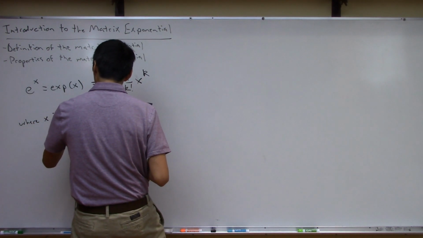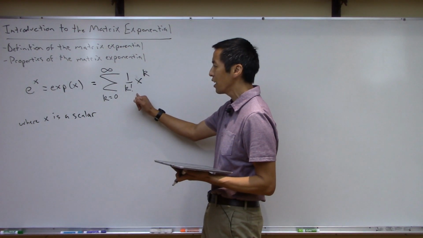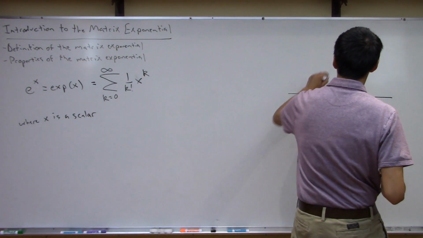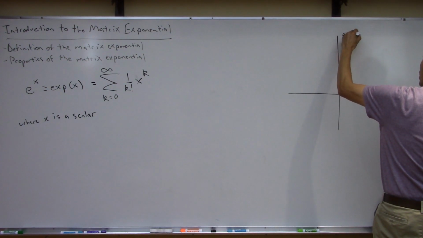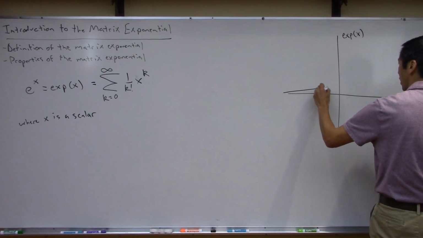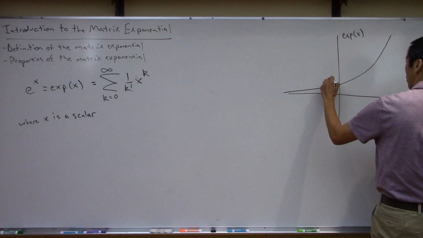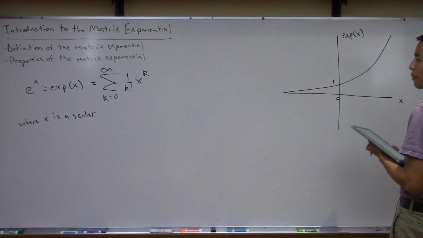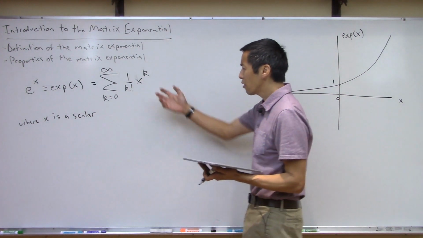Okay, so in this case, let's consider the case where x is just a scalar, just a number. If that's the case, this is the definition of what this function is, this infinite series. And you can plot this. There's no problem drawing x versus e to the x, or exponential of x. Everyone knows, you learned this in high school, that this looks something like this. It happens to go through the point (0, 1), and then it starts blowing up and increasing exponentially fast. That's where it gets its name.